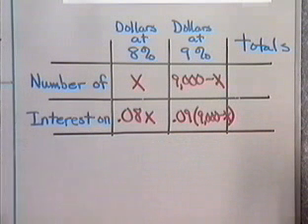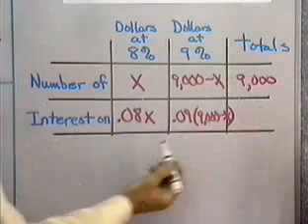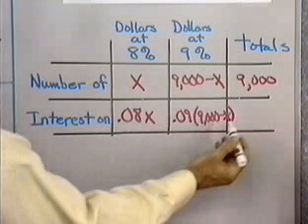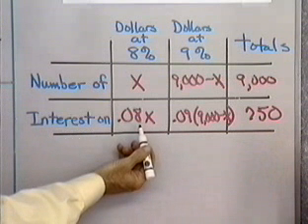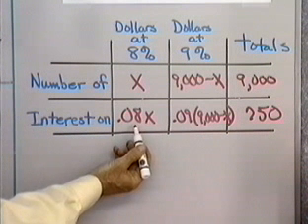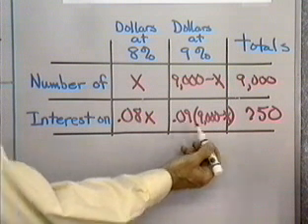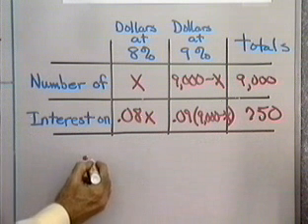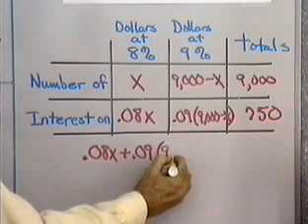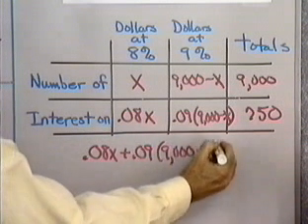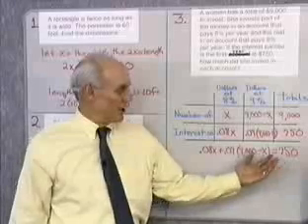Now I'll write down my totals here. The total amount of money invested, this plus this, is 9,000, just like we thought. And then the total amount of interest earned on both accounts comes out to be $750. So I can write my equation this way. The amount of interest earned on the X dollars at 8% plus the amount of money earned on the 9,000 minus X dollars at 9% has to come out to be 750. So I'm just simply going to take 0.08X plus 0.09 times 9,000 minus X, and that has to add up to $750. So now I'm not going to solve the rest of this equation.